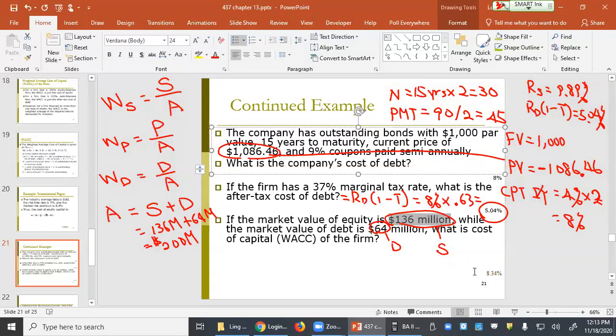We need those numbers in order to calculate the capital structure weights, the W's. There we go. So let's plug in the numbers. Capital structure weight for common stock, or capital structure weight for equity, is market value of equity, 136, divided by market value of assets, 200. Then the capital structure weight for debt is market value of debt, which is 64, divided by market value of assets, 200. So this capital structure weight for debt is 32%.